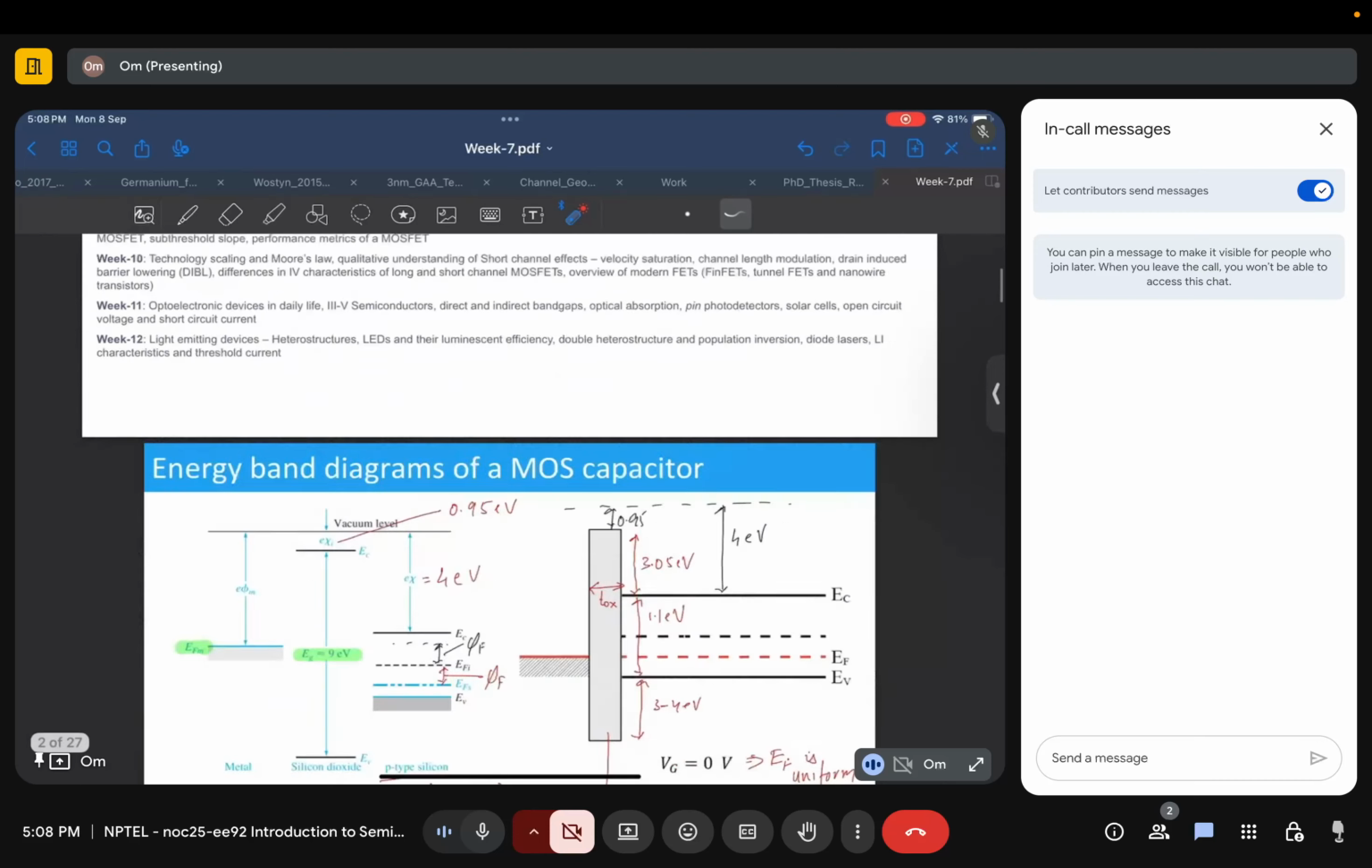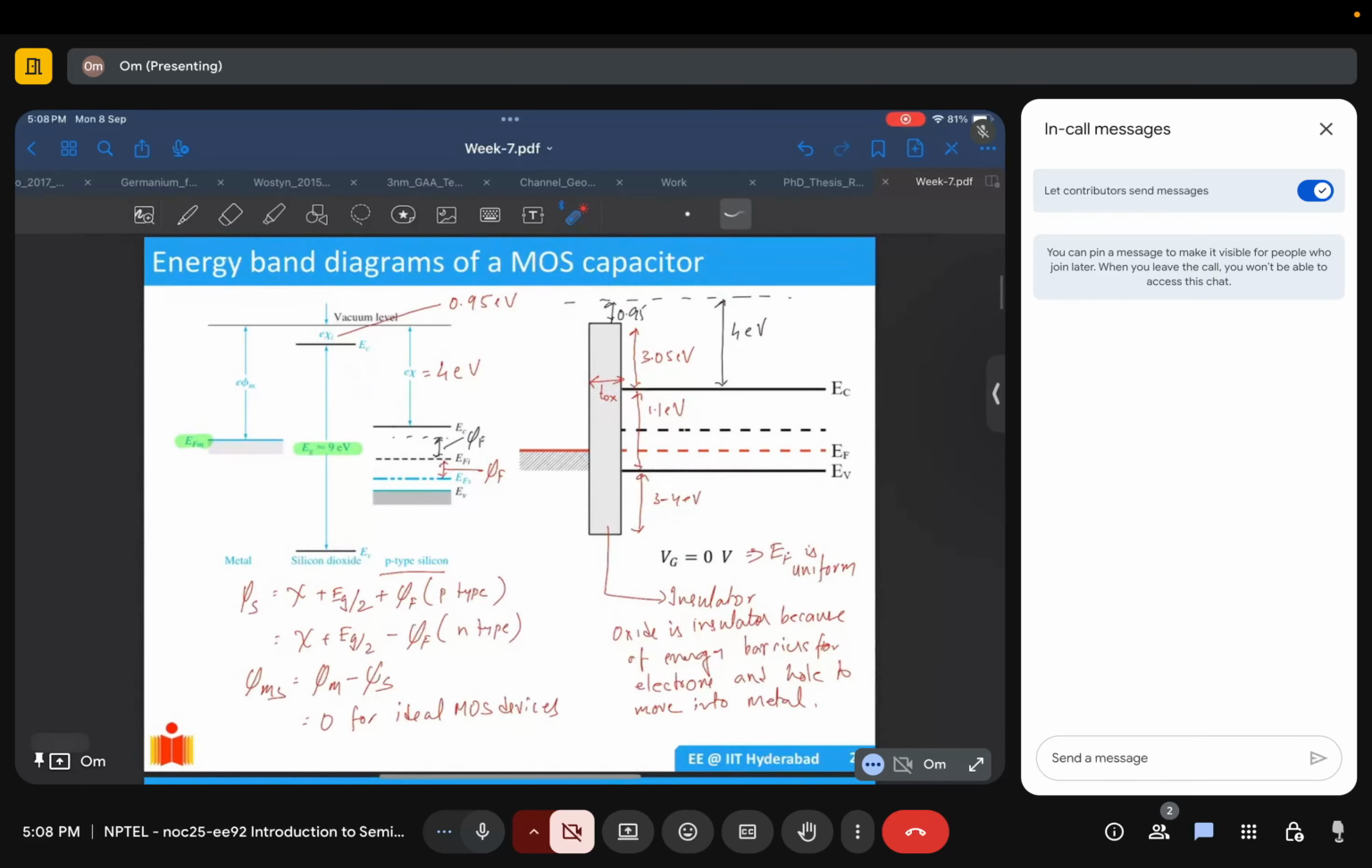Okay, so let's go through the slides once. This is the energy band diagram of a MOS capacitor. We have seen this in the last lecture also. This is just an energy band diagram in the flat band condition. Right? The bands are flat, and this is the Fermi level.